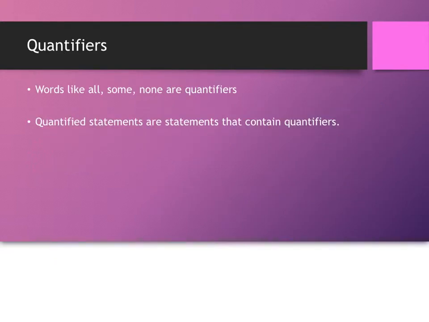Now what we're going to do to these statements is add quantifiers. And by quantifiers, I mean things like all or some or none. These are different quantifiers, and they mean very different things. To say all men are something is very different than saying some men are whatever. And when we say quantified statements, that just means statements with quantifiers in them.